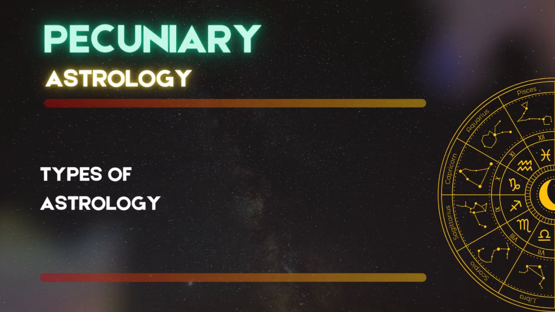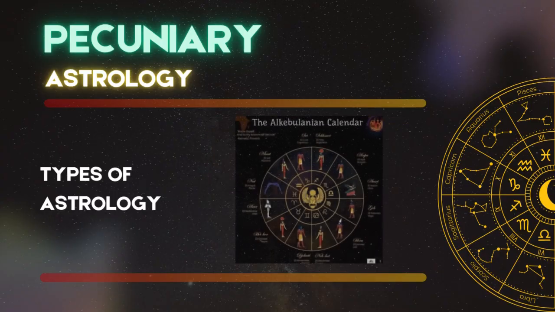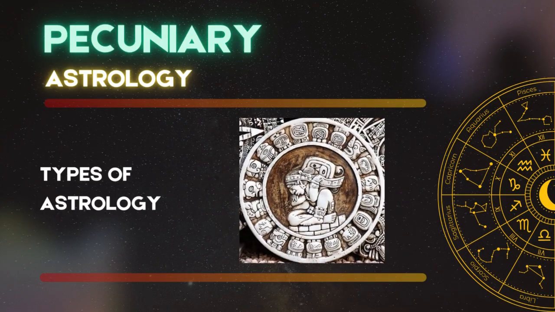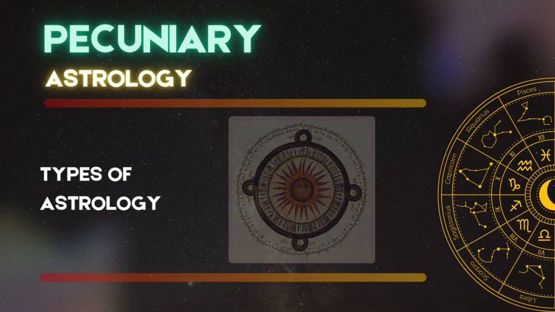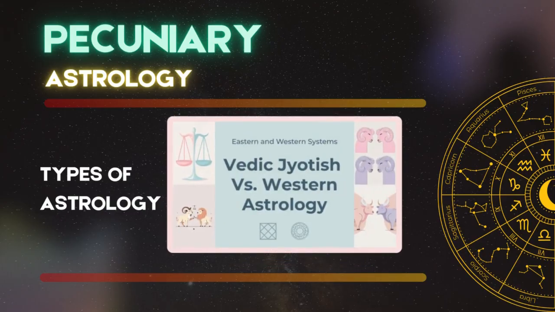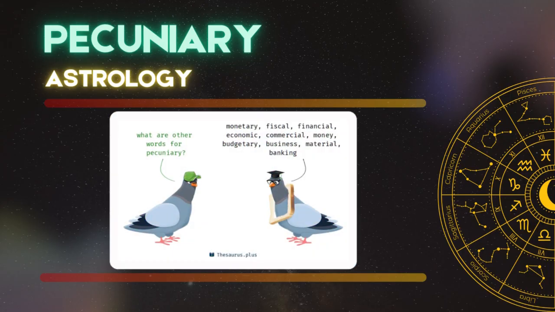Well, you know there's many types of astrology. Tibetan, Southern African, Indigenous American, Indigenous Australian, the Mayans, Olmecs, same people. Moorish sciences, Western and Vedic astrology. There are many types of astrology. I like to use the term pecuniary astrology because it means a bit more than just money.